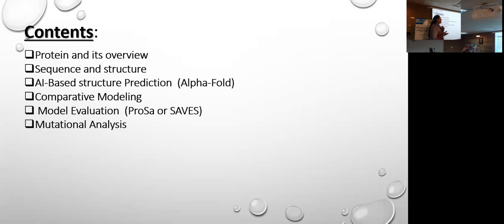Rather than conventional structure prediction approaches, AlphaFold gives you a fast prediction, and it is your choice whether you go for comparative modeling, template-based, or ab initio modeling. So it gives you a chance of all three options, and this prediction will give you a model, which you can analyze or evaluate through different servers.